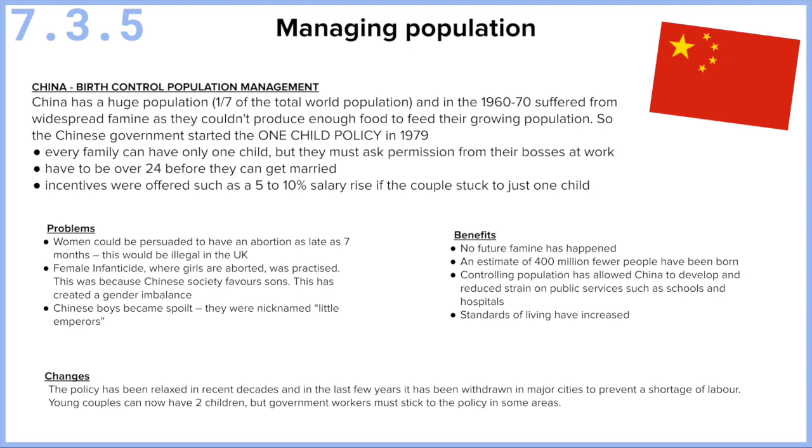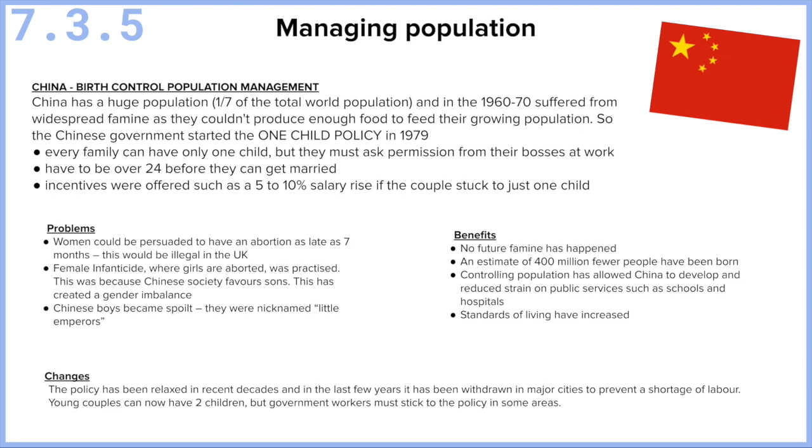They couldn't produce enough food for their growing populations, so they started something called the one-child policy, which was introduced in 1979. And the policy is what it sounds like. Every family could only have one child. But they must also ask permission from their bosses, so that where they work, to have that child as well.